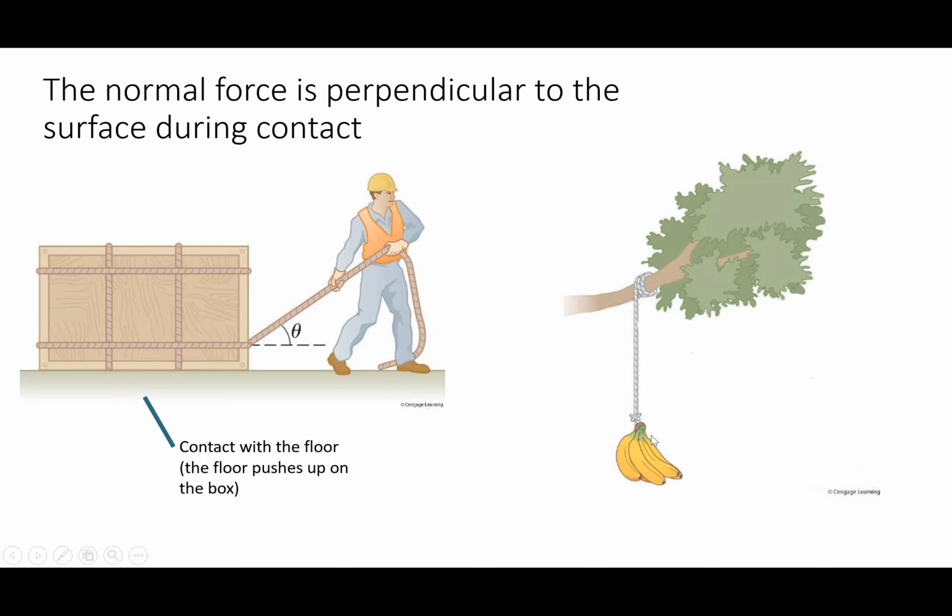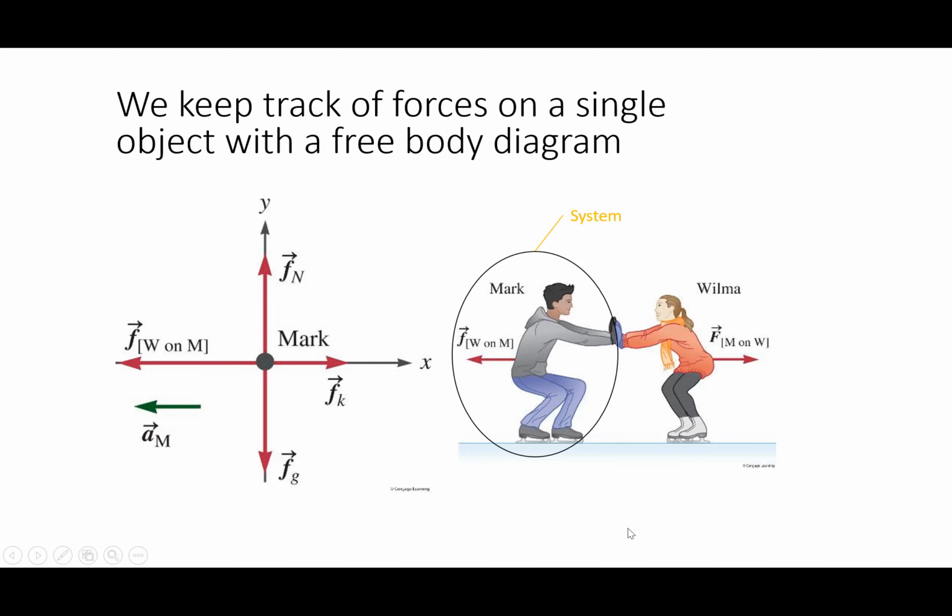I also want to show this one as well. I've got the weight of my bananas being pulled down, but there's an equal but opposite force being applied by the rope, which we're going to call tension when we start working problems. I'm going to get this tension going up the rope and I'm going to come down. And that's why we start talking about free body diagrams. So we're going to keep track of our systems by looking at what we call a free body diagram or a force body diagram.